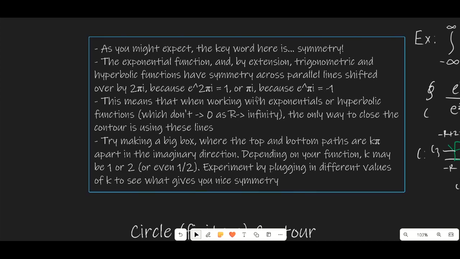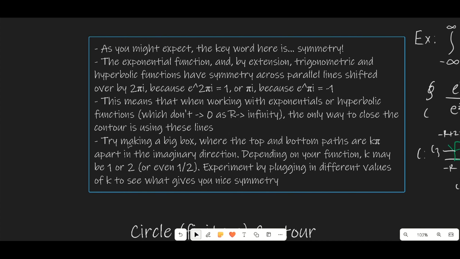And so this means when we're using exponentials or hyperbolic functions, which don't go to 0 as r goes to infinity, the only way to close the contour is using these nice lines, because otherwise we'll just end up with some other integral that we have to solve with whatever path we take to close the integral, right? The contour has to be closed in order to use the residue theorem, and the only really good way to close the contour is to use some symmetry so that we can combine the path that we use to close the contour with our original path.